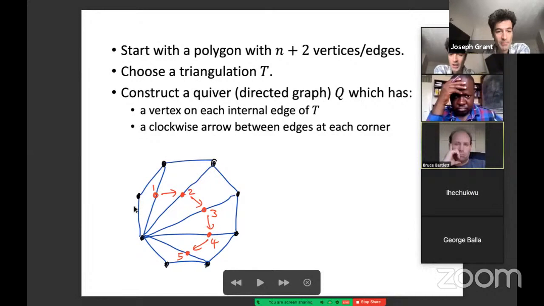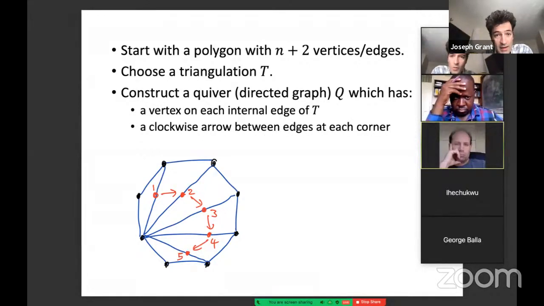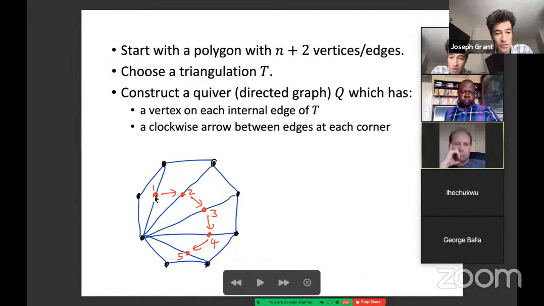Okay. So there's my octagon I start with, and I can choose any way to triangulate this. In this example, I've chosen a particularly easy way where I've chosen this vertex and I've drawn these lines to every other vertex, and now it's broken into triangles. But I could have chosen some other way. And what I do then is on each internal edge, so not the outside, but all the others, I put a red dot. They're going to be the vertices of my quiver, and I've numbered them 1, 2, 3, 4, 5. And then I want to put some arrows between these dots.